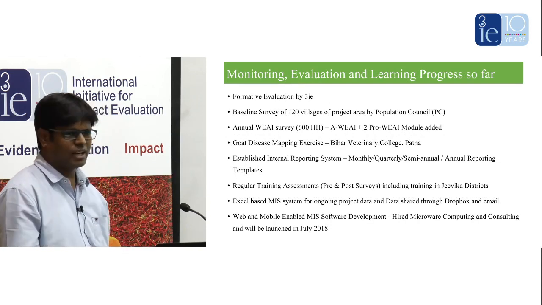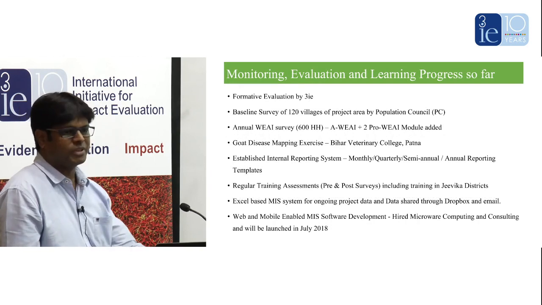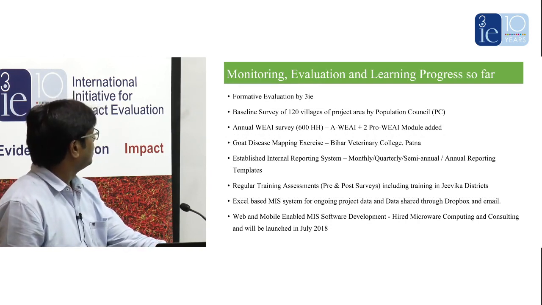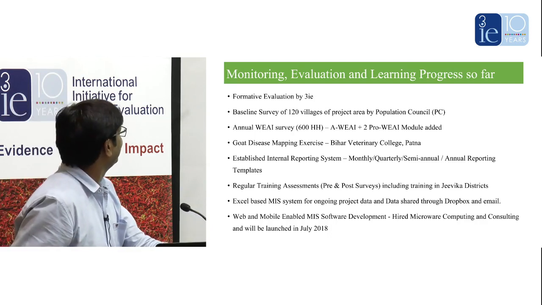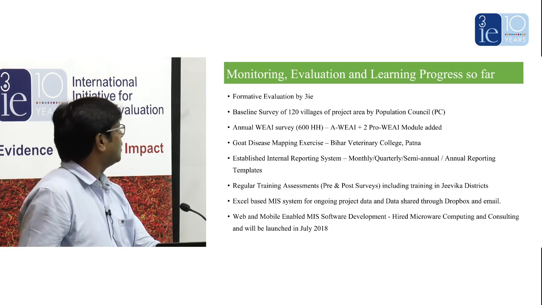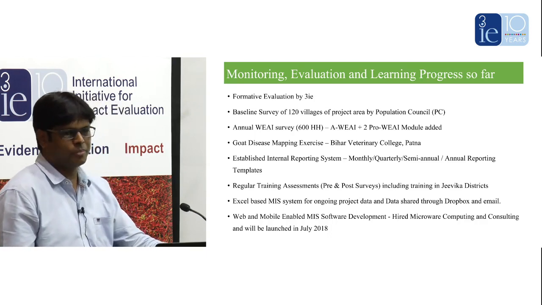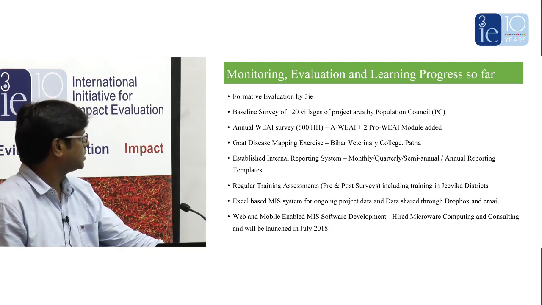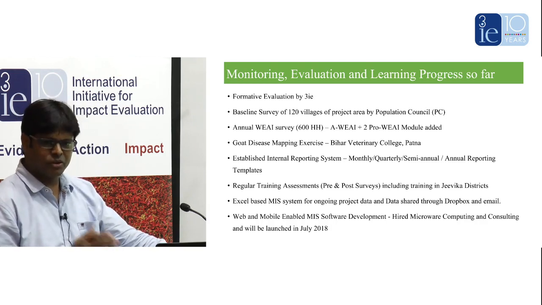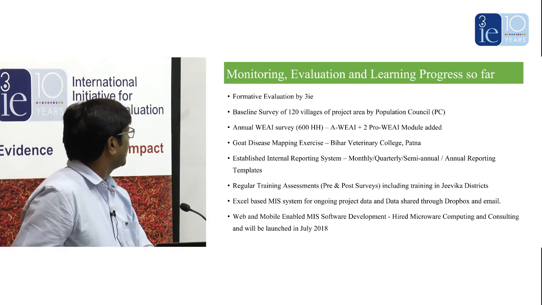So what is the progress till now in monitoring and evaluation? Formative evaluation has been done by 3ie, and the baseline has been done by the Population Council. My colleague is here. And the annual survey we have done ourselves with 600 households, and goat disease mapping has been done by Bihar Veterinary College. The professors of the Bihar Veterinary College team went and did this disease mapping.